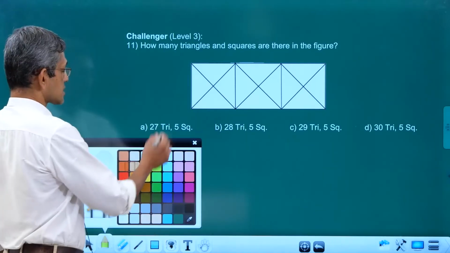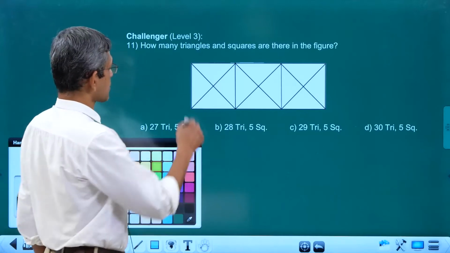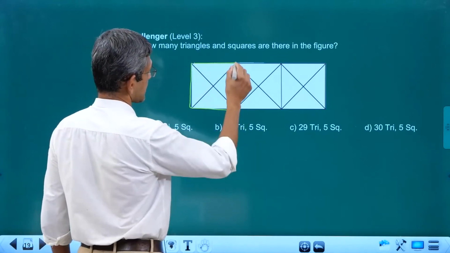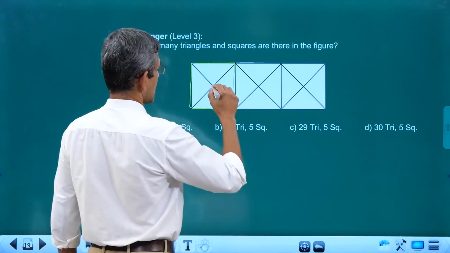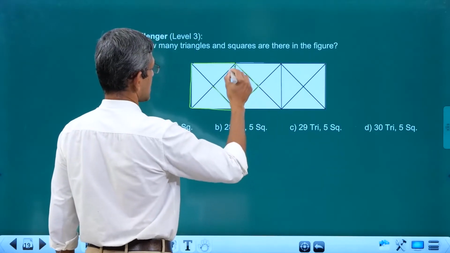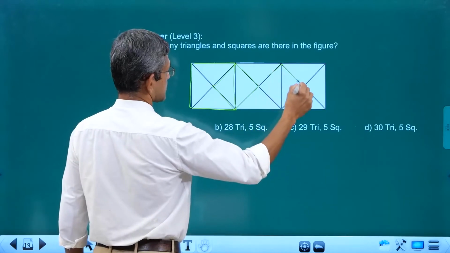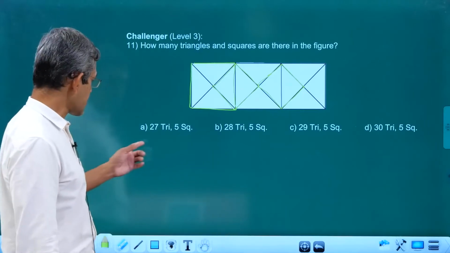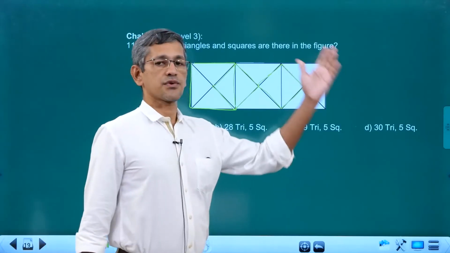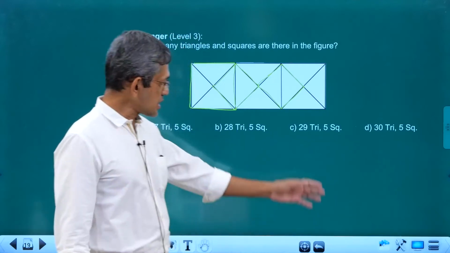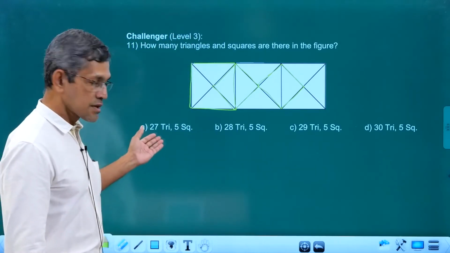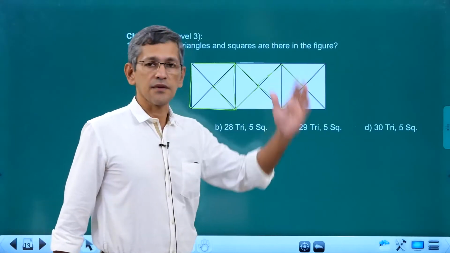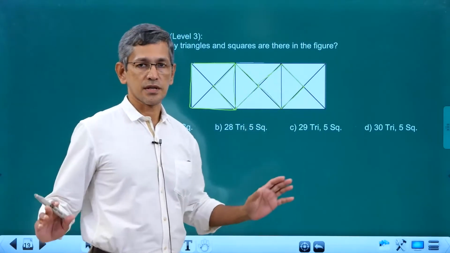So here, I'll just go for the squares first. The squares, we have a square right here, 1, and we have 2, and we have 3, and in between we have 1 over here and another one here. So how many squares are there? 5 squares. Look at the answer choices. In all the answer choices, we have 5 squares. So actually, if you look at the answer choices, you don't need to count the squares, because all of them have 5. So that 5 would be the number of squares here.